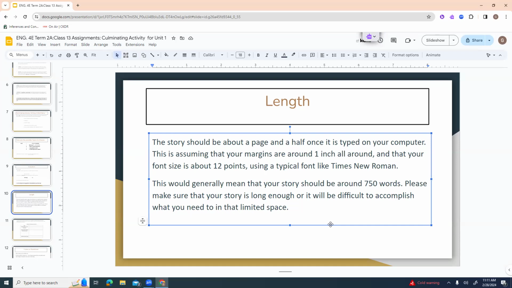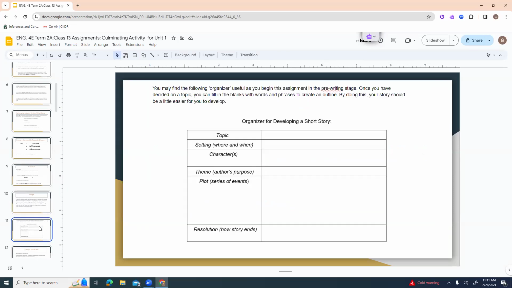So if you're handwriting and you're not really sure if you have enough, give a quick word count, okay? Please make sure your story is long enough or it's going to be difficult to accomplish everything you need to in that limited space. Okay, so here they've developed a little tiny organizer. To me, it's a little bit too tiny. I would need more space, but it gives you the idea.